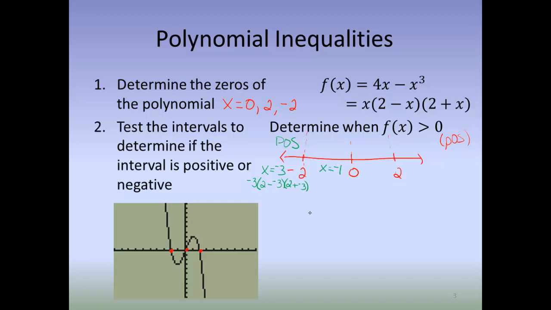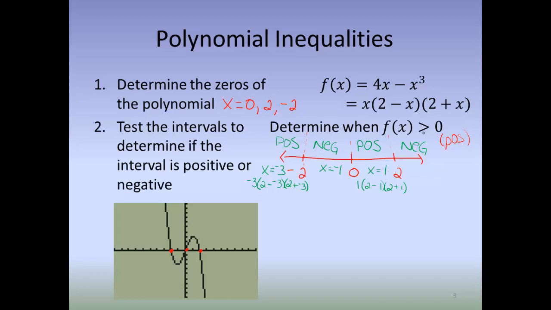If I test x equals -1, I'm going to get a negative times a positive times a positive. Leaves me with a negative. Again, it's all this stuff below the x-axis. Testing +1, if I plug it in, I get 1 times 2 minus 1 times 2 plus 1. It's a positive times another positive times another positive. This interval will be positive, just like it shows on the graph. It's all above the x-axis. The last interval is going to be negative.